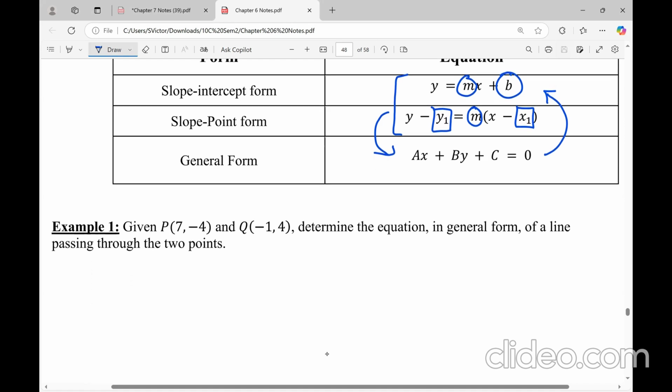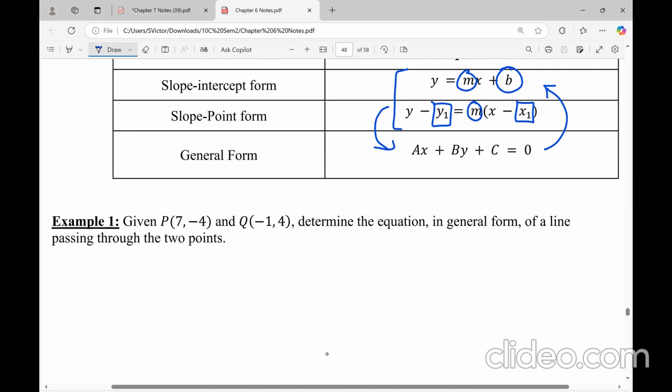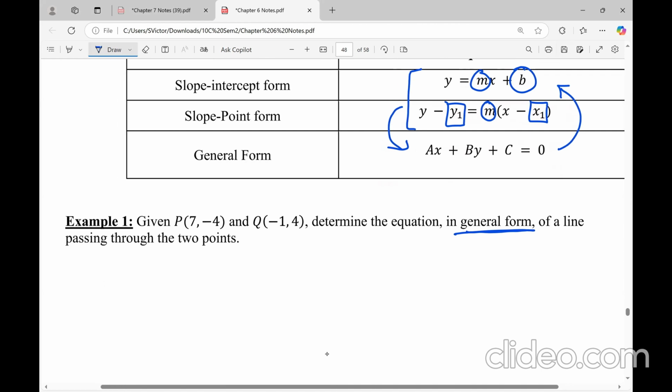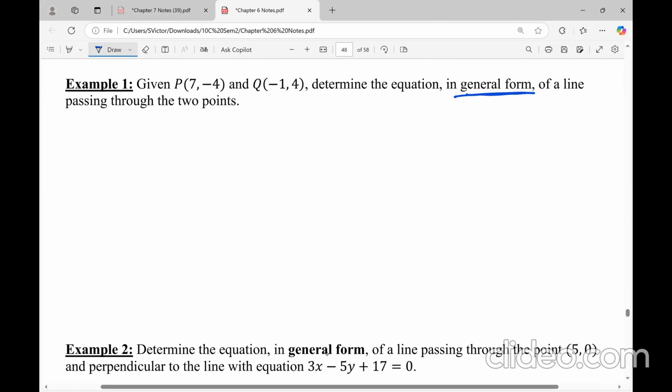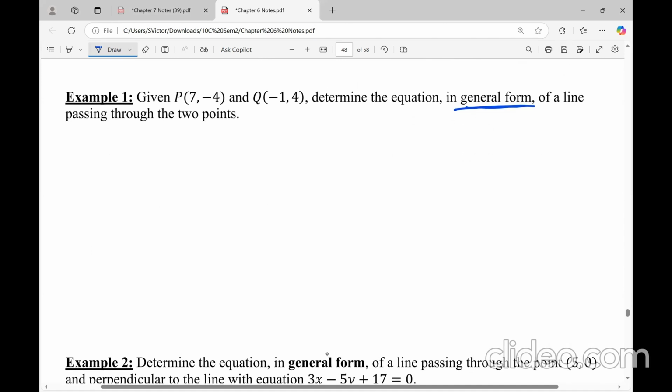The first one: given (7, -4) and (-1, 4), determine the equation in general form of a line passing through 2 points. Once again, it wants it in general form, but we can't do that right off the bat. We either have to do slope-intercept or slope-point form. Either one, we need to find a slope. Nothing in this question tells me what the slope is, so we have to calculate it, which is fine. So I have 2 points.